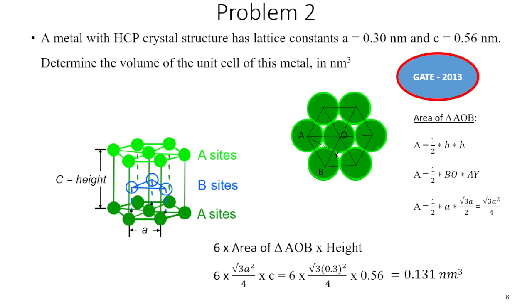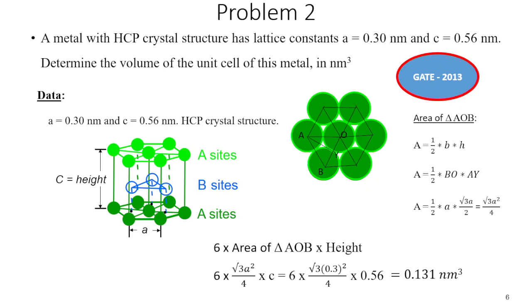Okay, moving on. So now let's discuss this problem. Since there is a lack of time, I don't want to ask you guys to solve it, but rather I'll just show how to solve the problem, and maybe in the coming classes I will give you some practice problems. So let us take this particular problem. We have a metal with HCP crystal structure, with lattice constants 0.3 and 0.56 for a and c. We have to determine the volume of the unit cell. This was a GATE 2013 question.